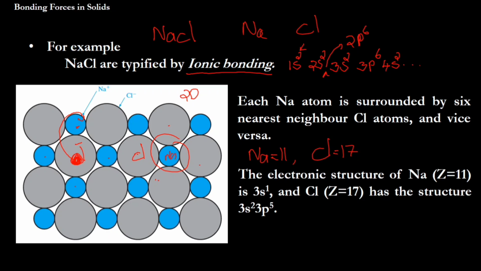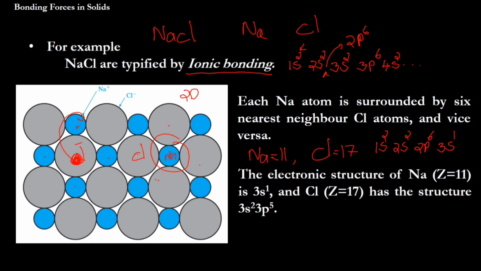So when we consider Na, the number is 11, which we can write like this: 1s2, 2s2, 2p6, 3s1. So 2 plus 2 plus 6 plus 1 is equal to 11. As I told you, the s orbit should have 2 electrons in order to be stable. Here we have only 1 electron, so it's not stable. So the sodium atom is always searching for someone who can give 1 electron to it so that it can become stable. That's what the Na atom always thinks.